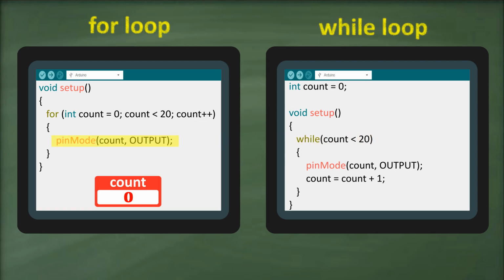After assigning the pin as an output, we increment the value of the count variable and check the condition whether the value of the count variable is still less than 20 or not. If it is, we iterate the loop a second time. This time, since the count variable has a value of 1, we assign pin 1 as an output pin. Again, we increment the count variable, again check the condition, and again assign the pin as an output. The same cycle continues until the condition is evaluated as false.